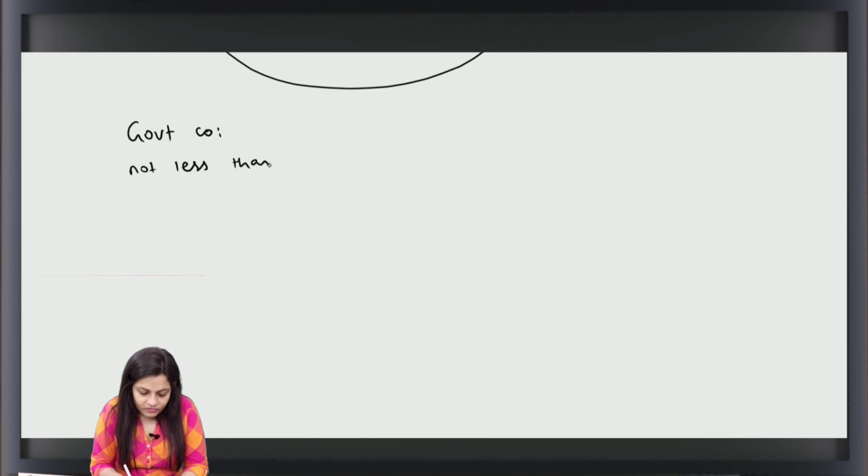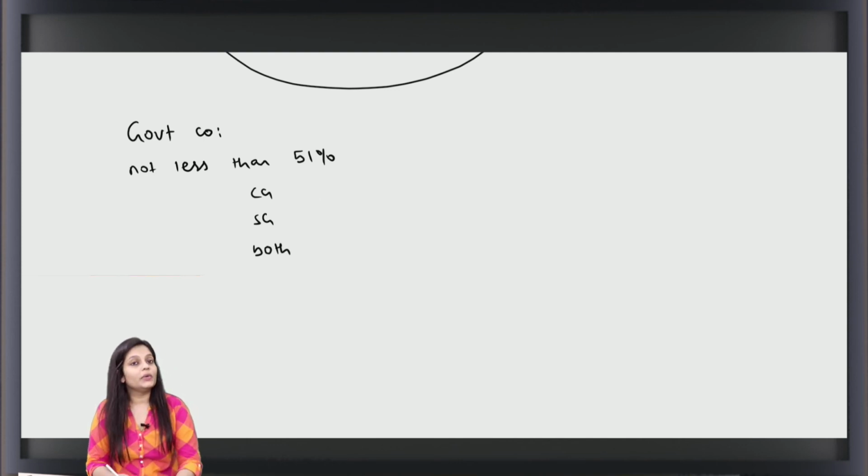So a government company is one where not less than 51% of the shares are held by central government, state government, or both. Please try to understand here. It's not more than 50%, it's not less than 51%. Is there a difference? Yes.